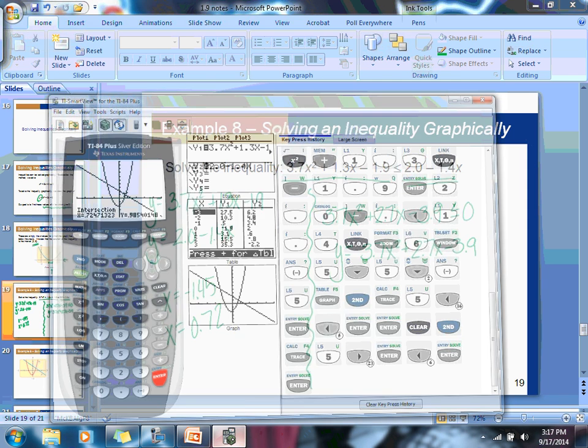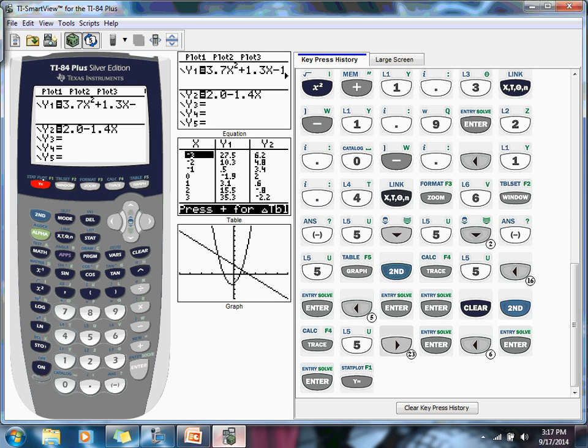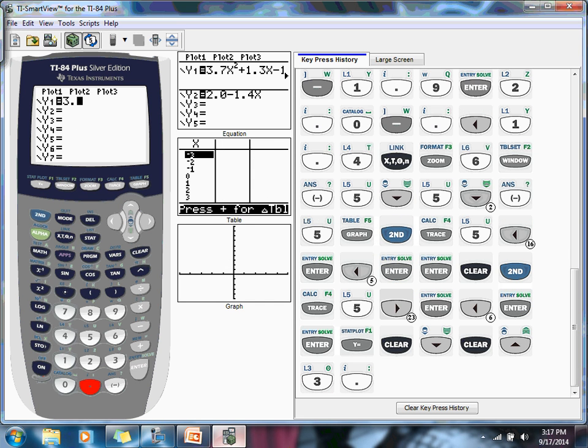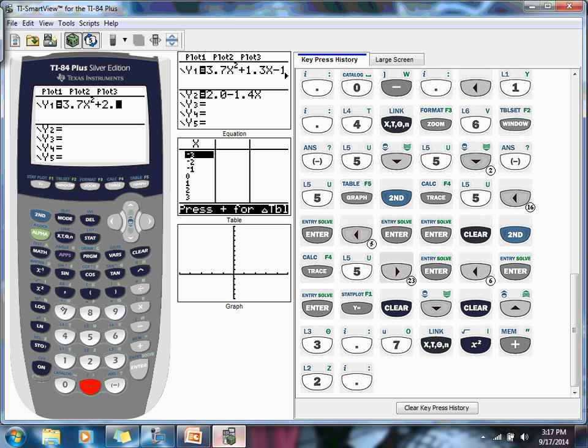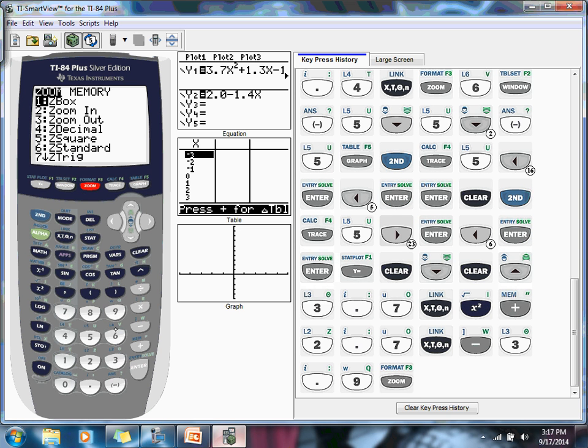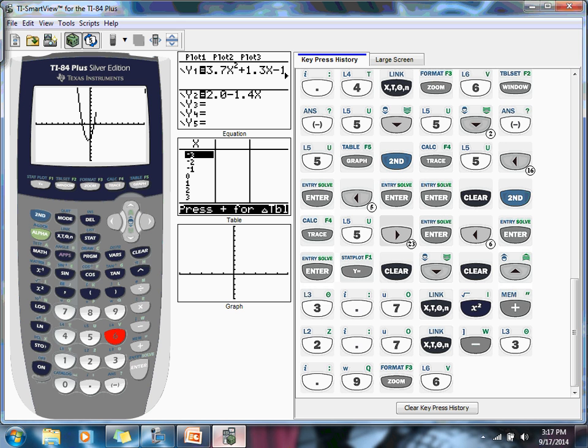So let me go back one more time. I'm going to go to y equals. I'm going to clear out what I had in here. And then I'm going to type in that new equation, 3.7x squared plus 2.7x minus 3.9. Now when I graph this, I'm going to do zoom 6 again. I should get a parabola, and I do.